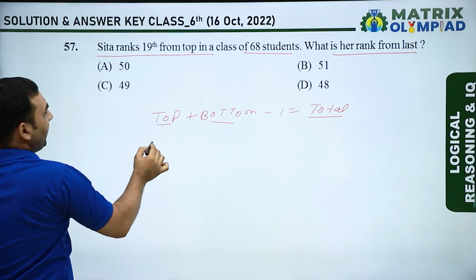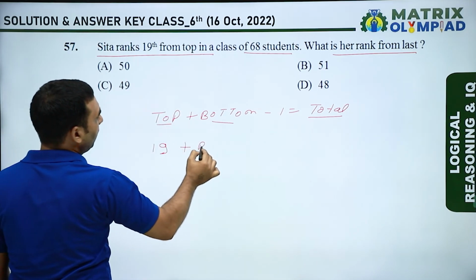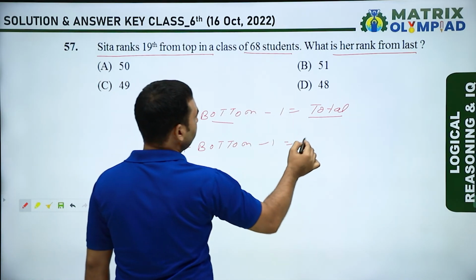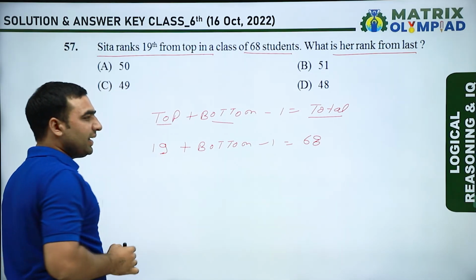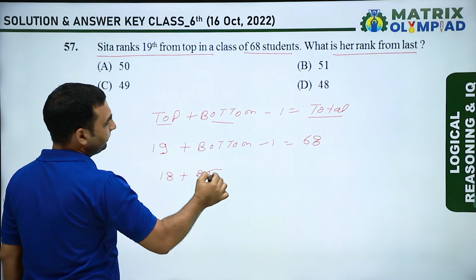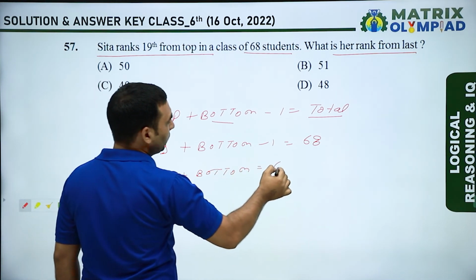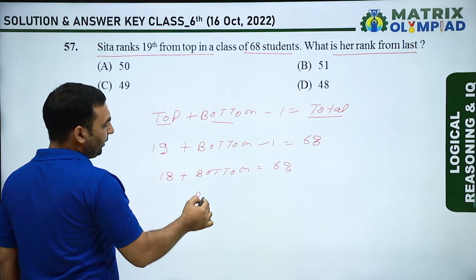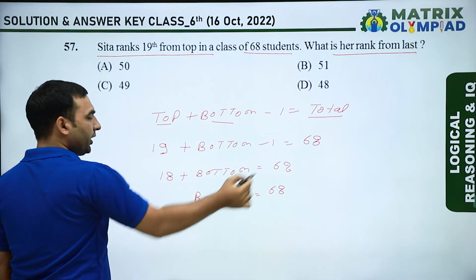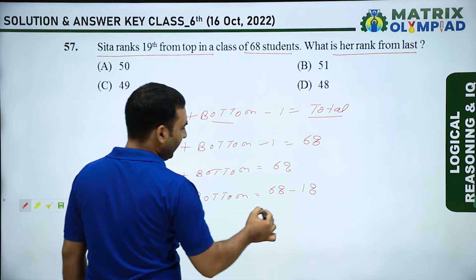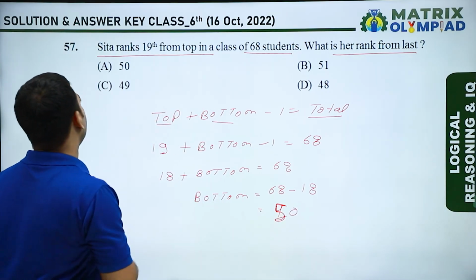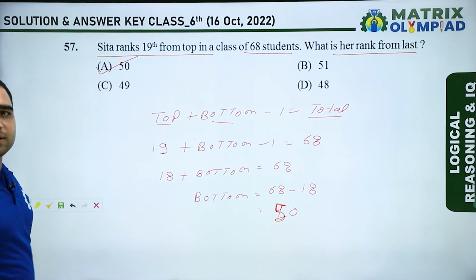Sita ranks 19th, plus bottom, minus 1 is equal to total 68. Minus 1 is subtracted from 19. Then you say 18 plus bottom is equal to 68. If we find bottom, 68 going to this side minus 18, that is called 50. Our answer is 50. Option A is the correct answer.